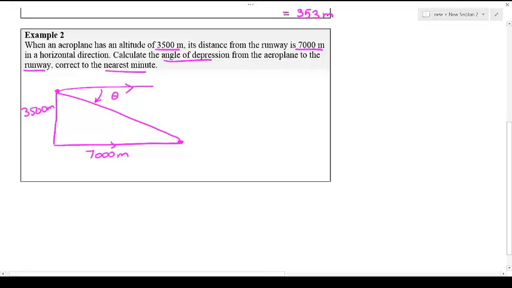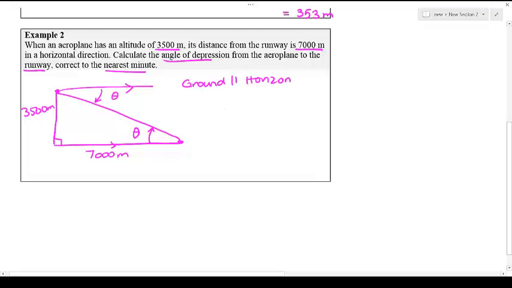Okay, so what we need to know is the angle of depression is outside our right angle triangle, so that's not going to help us when we do trigonometry. What we do know is the ground is parallel to the horizon. So if the ground's parallel to the horizon, we can use parallel line properties, so we can use alternate angles. Using alternate angles, we know that the angle of depression here is going to be the same as this angle there.